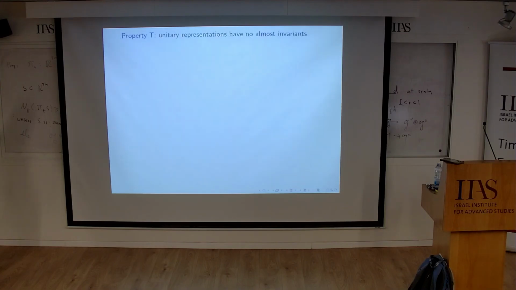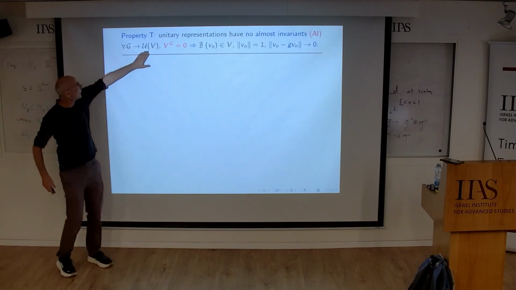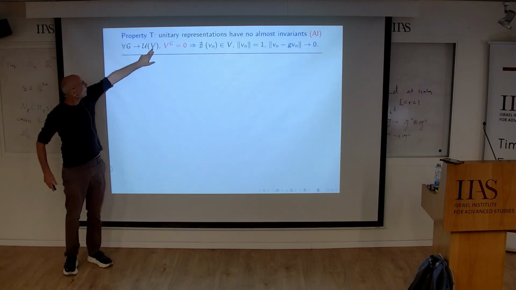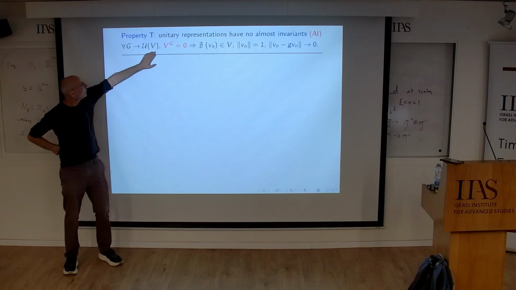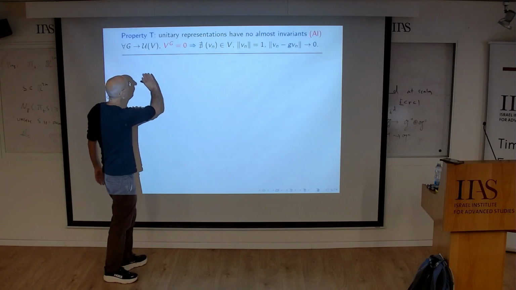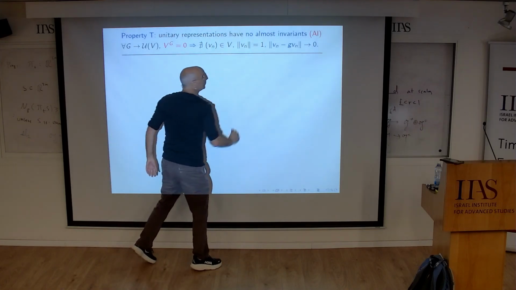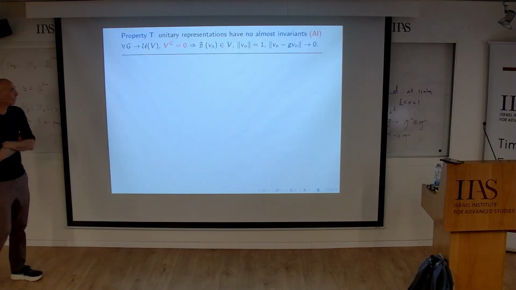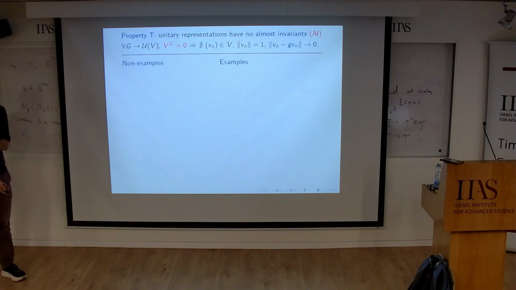But let's first remind you guys. I mean, everyone should know what property T is. The slogan is that it's unitary representation with no almost invariants. And here is the mathematically precise meaning of this. So I'm taking a unitary representation, and I'll use cohomology, so I don't use the symbol H here, but V. And I'm assuming that there are no invariants. And property T is the property that if you don't have any invariants, you also don't have almost invariants.